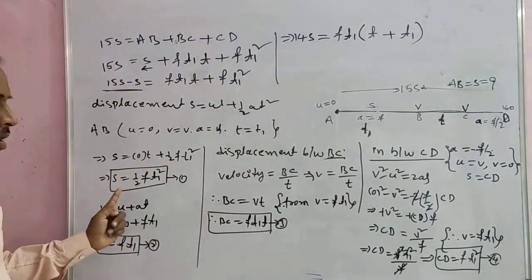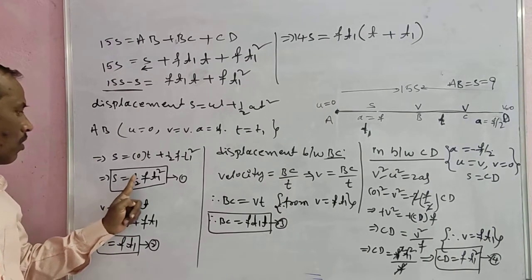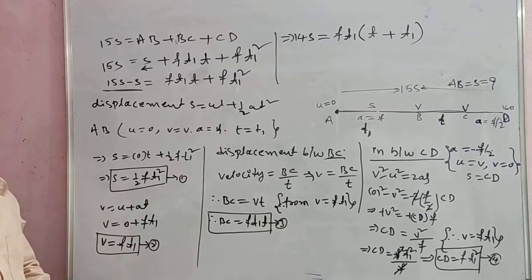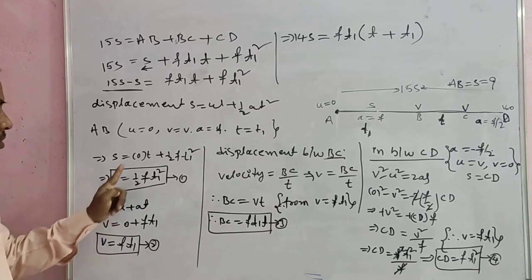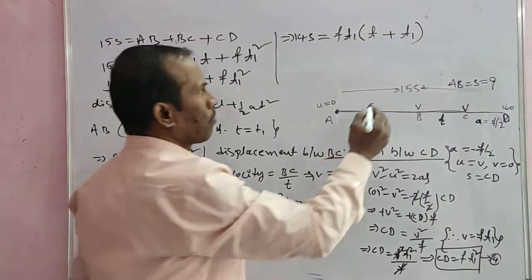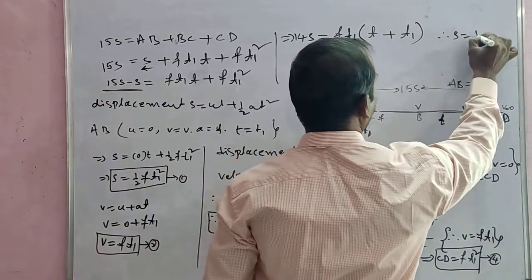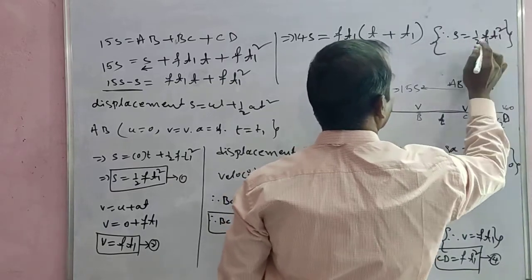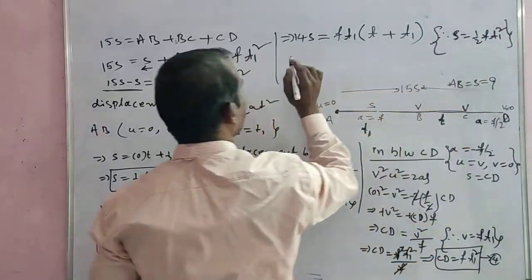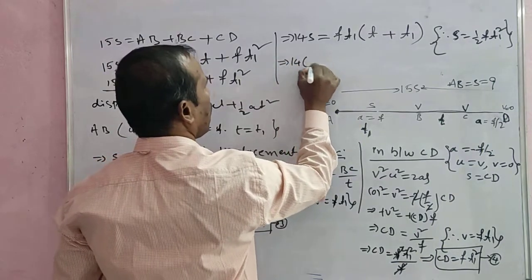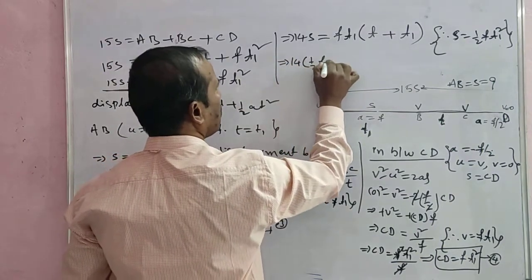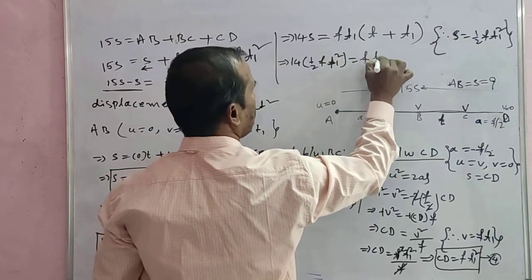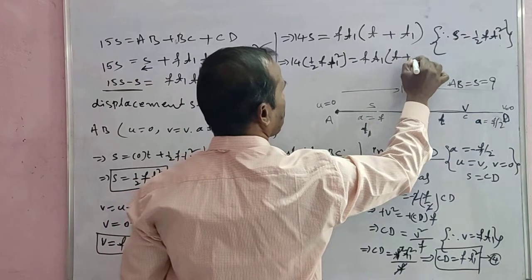Now, S value from equation 1: S is equal to half F T1 square. Substituting this S value into the above equation, 14 into 1 by 2 F T1 square is equal to F T1 into (T plus T1).